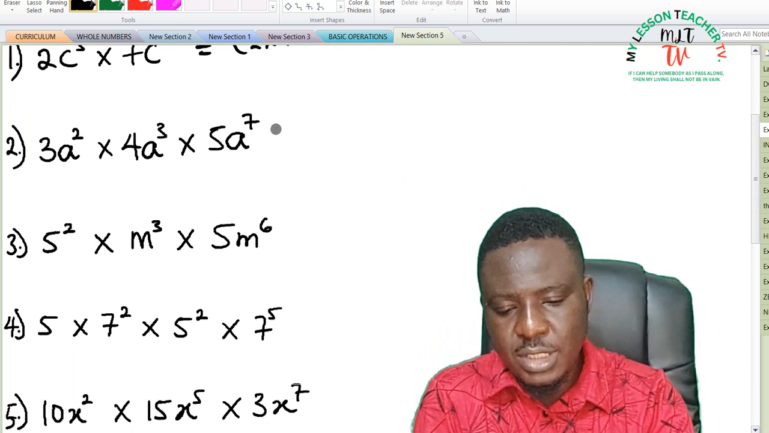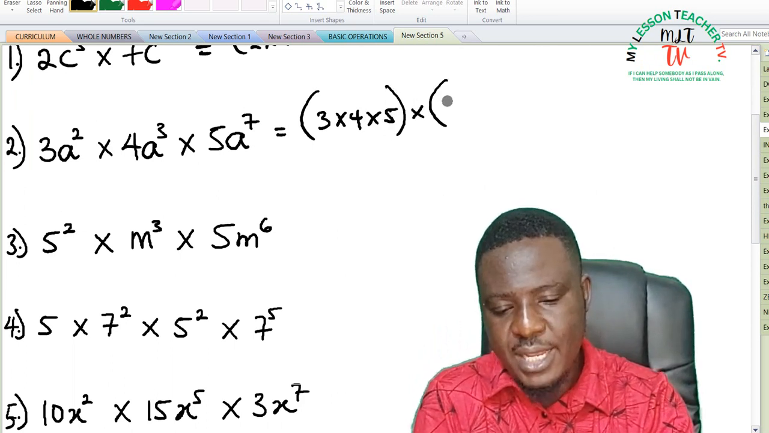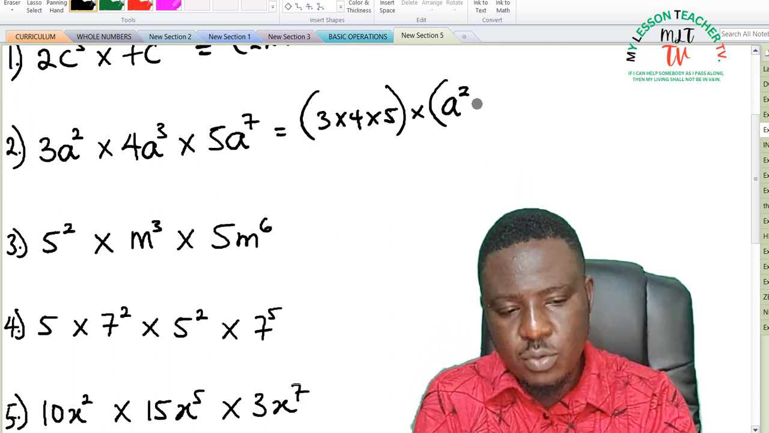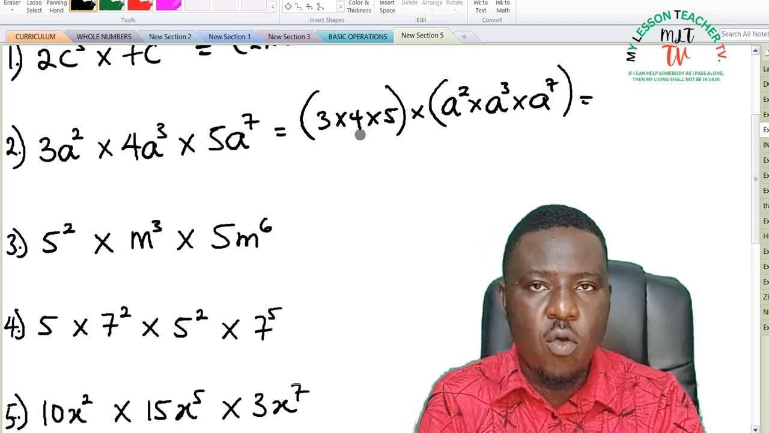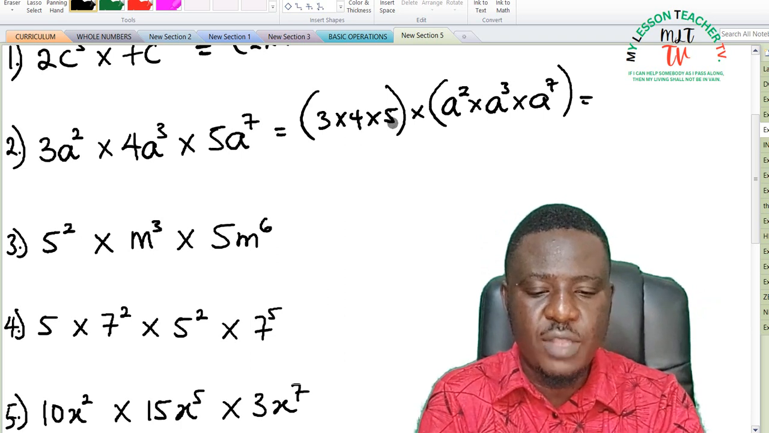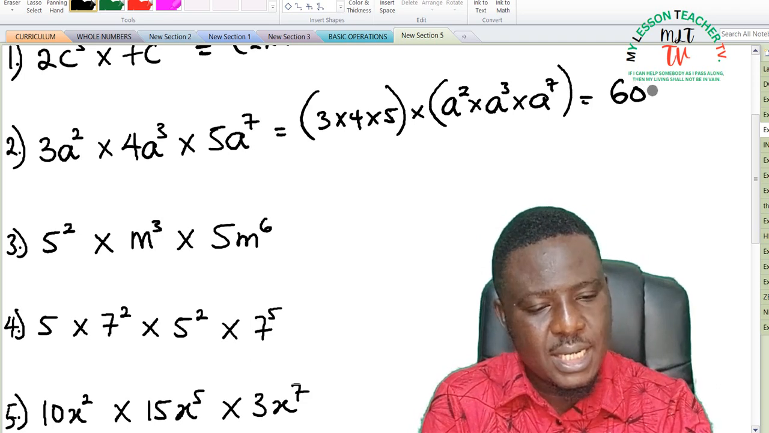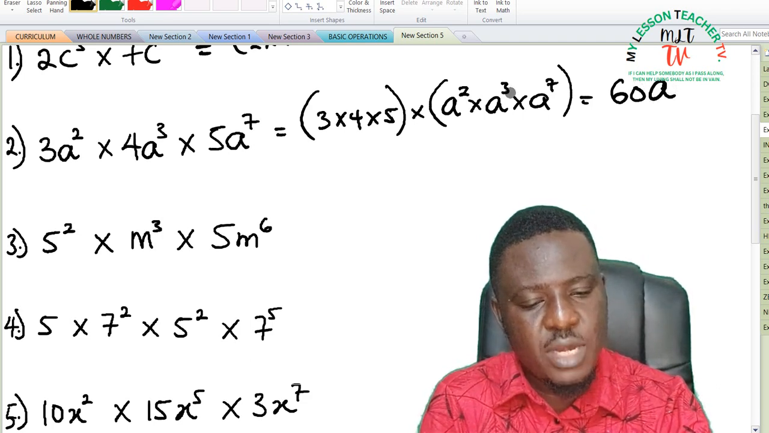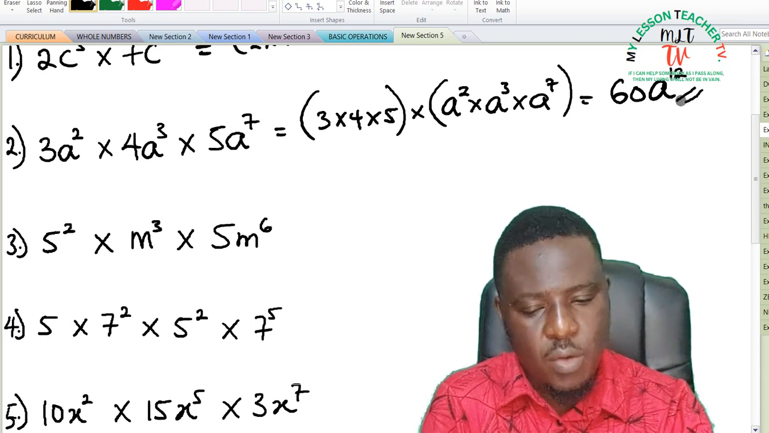This is equal to, multiply the coefficients, that is 3 times 4 times 5, to be multiplied by a raised to the power of 2 times a raised to the power of 3 times a raised to the power of 7. This is equal to 3 times 4 is 12. 12 times 5 is 60. So this is said to be 60a raised to the power of 3 plus 2 is 5, 5 plus 7 is 12. So this is 60a raised to the power of 12.